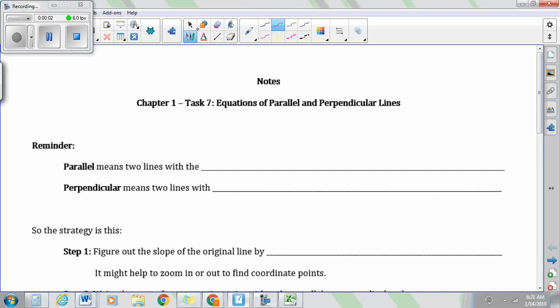All right, in the last section for this chapter, we're going to be talking about writing the equation of parallel and perpendicular lines. You will need Desmos open for this. As a quick reminder, parallel means two lines with the same slope.